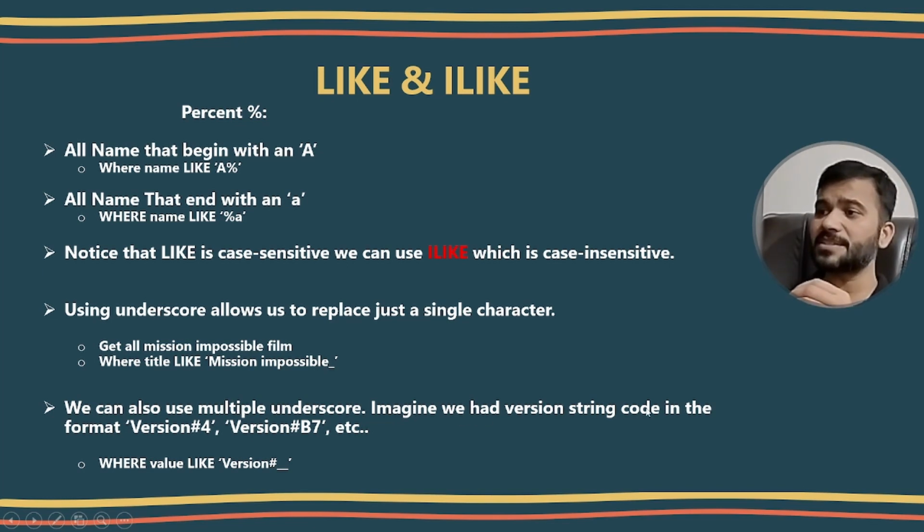Imagine we had a version string code in a format like version 4, version 5, version B7, something like that. Now we know version, but we want all versions. How are we gonna write it? We write it like where value like 'version' and an underscore. So either it is a 3, B7, 4, 5, whatever it is, it will get returned. So this is the LIKE and the ILIKE operator.